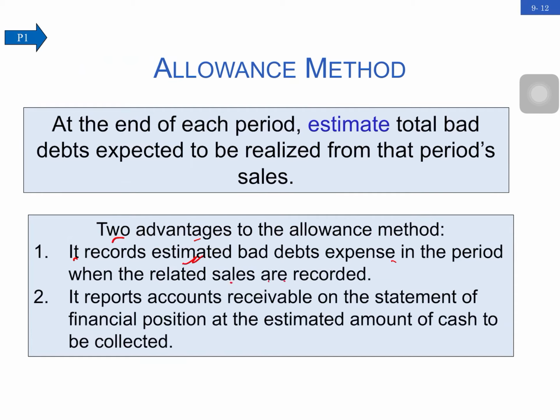Okay, you use the estimation. You don't determine 100%. If you determine, it means you should use the direct write-off method, right? But if you just make an estimation, you're going to use the allowance method. Second one, it reports account receivable on the statement of financial position at the estimated amount of cash to be collected. Okay.